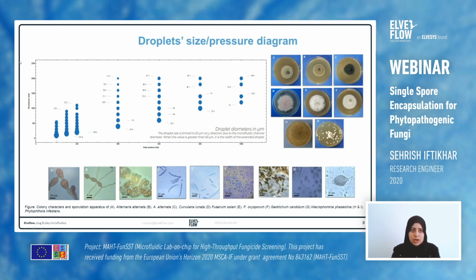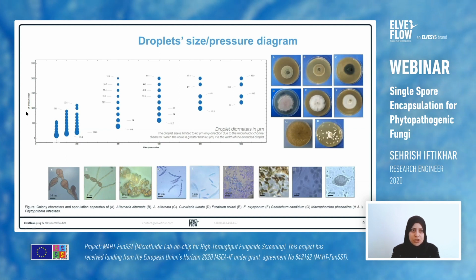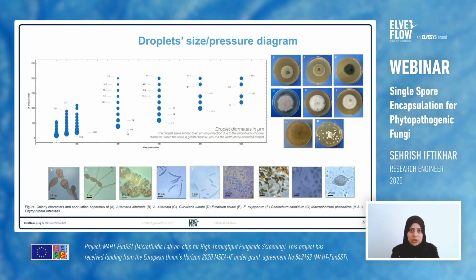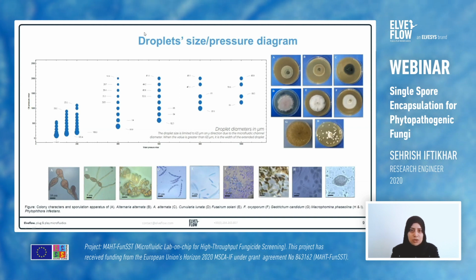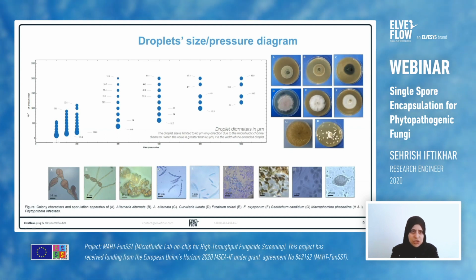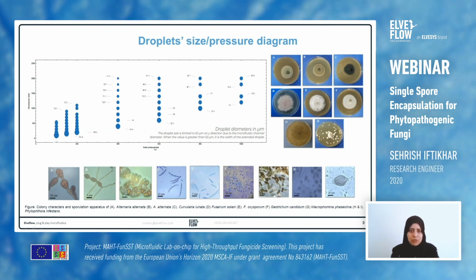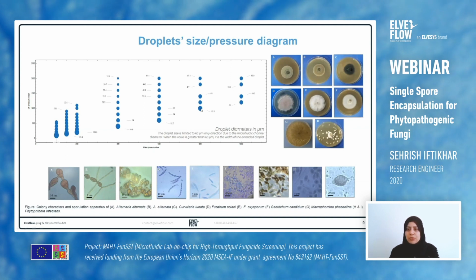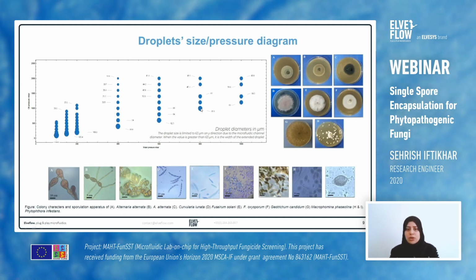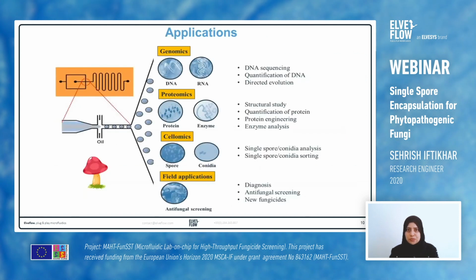So this diagram shows that by changing the pressure of the oil and water or spore suspension, we can control the size of the droplets which are generated. So by changing the pressure of oil and water, we can apply this technique to encapsulate not only one particular fungi, but the spores from very different fungi, ranging from 10 microns to 50 microns, depending on the size of the spore.